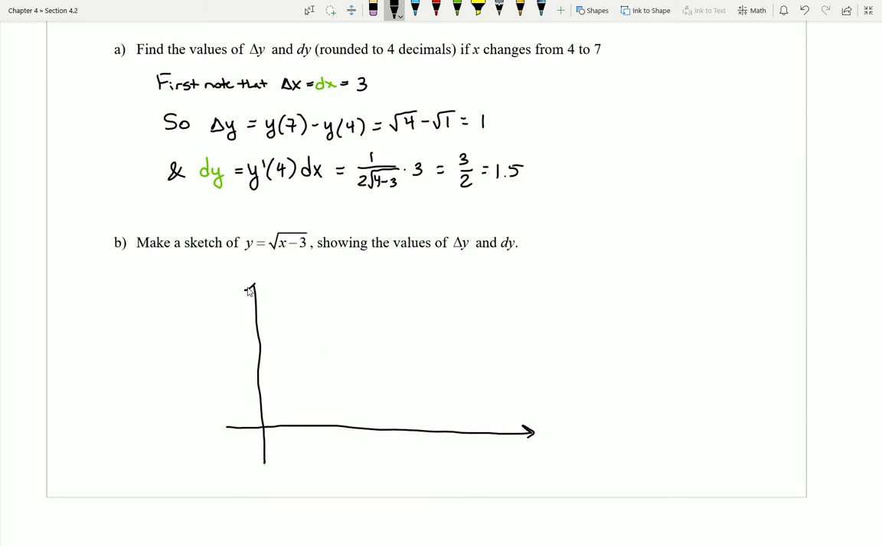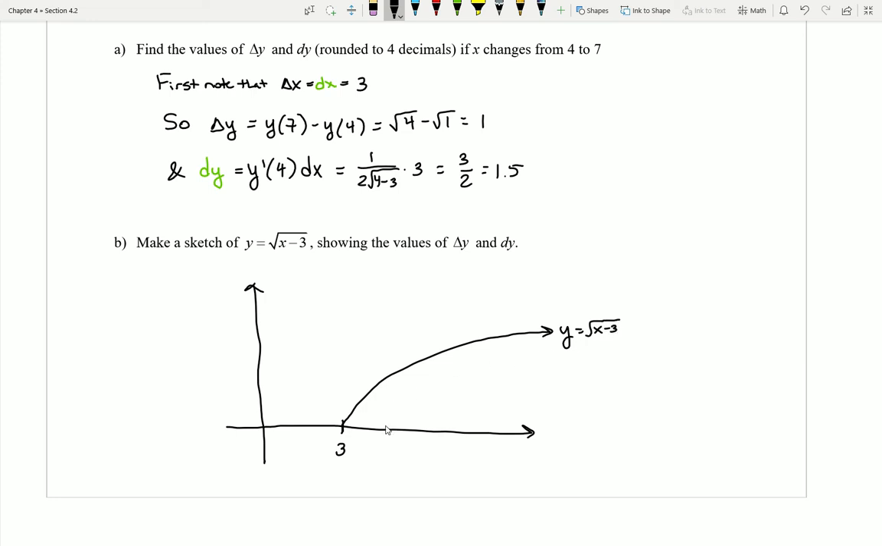So I can first think here that the smallest value that I can actually plug into this square root function is the value of 3. Anything lower, and I end up square rooting a negative, which I don't want to be doing. So my function is going to look something like this. This is my y equals square root of x minus 3.